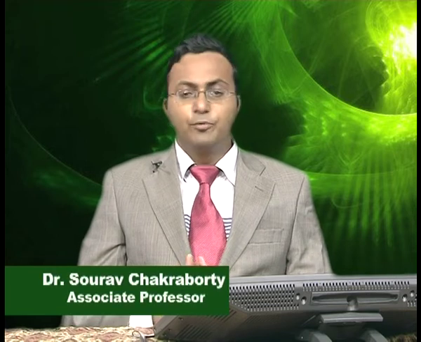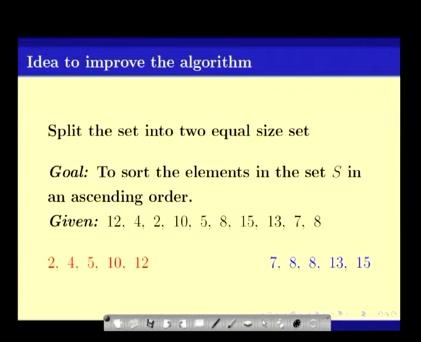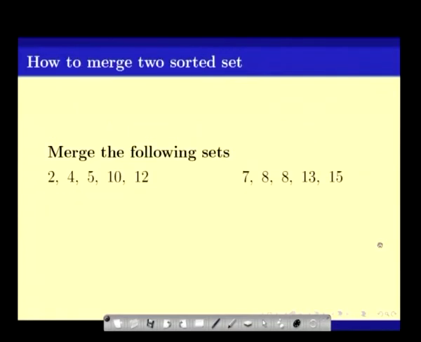Welcome back after the break. Before the break, we looked at the possible ways of improving the quicksort algorithm, and the idea that we had was we take the set S, split it into two halves equally, and then sort each of these halves recursively. But then we had two sorted lists, and we have to somehow merge these two lists into one sorted list. So, how to merge these two lists?